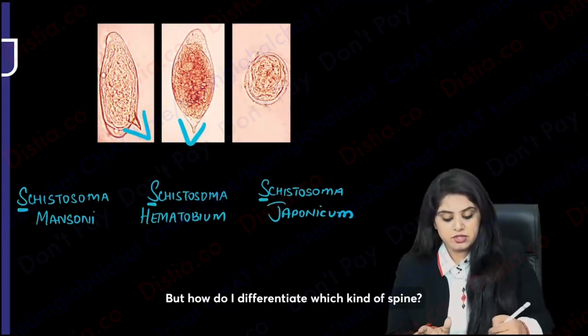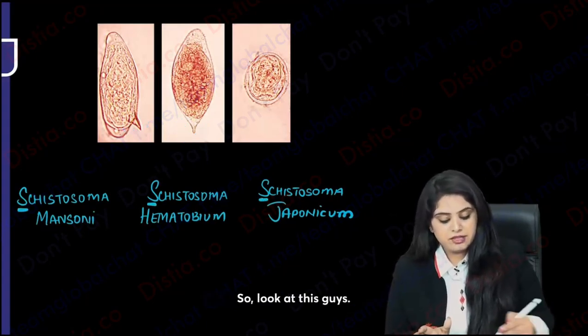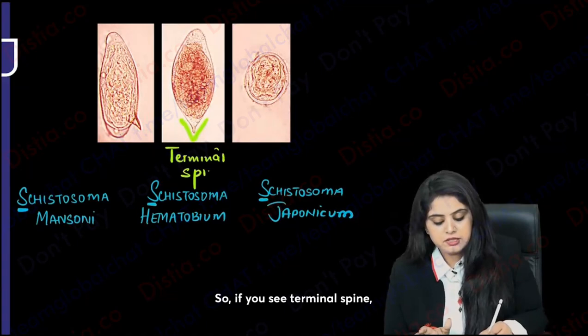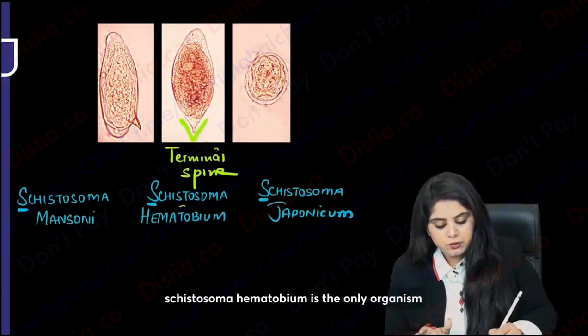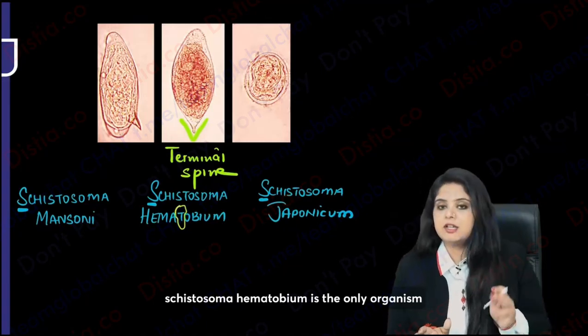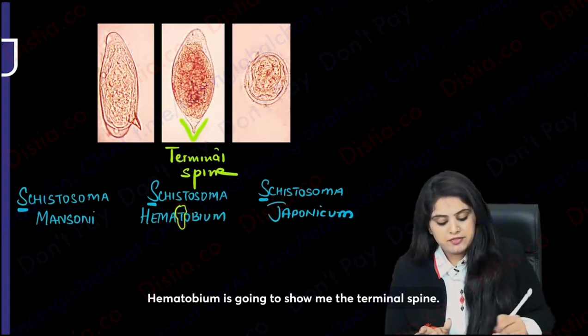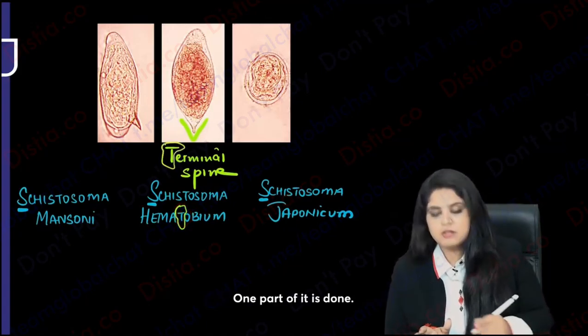But how do I differentiate which kind of spine? So look at this, guys. Where is the spine over here? This happens to be a terminal spine, right at the end. So if you see a terminal spine, Schistosoma haematobium is the only organism that has a T in it. So haematobium is going to show me the terminal spine. One part of it is done.